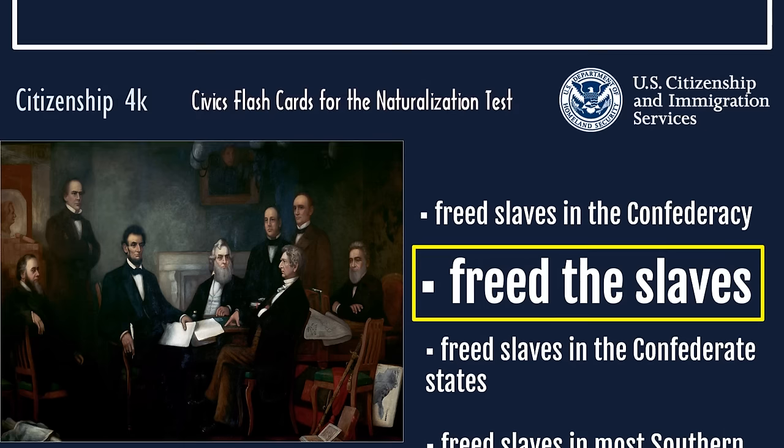What are two rights in the Declaration of Independence? Life, liberty. If both the President and the Vice President can no longer serve, who becomes president? The Speaker of the House.